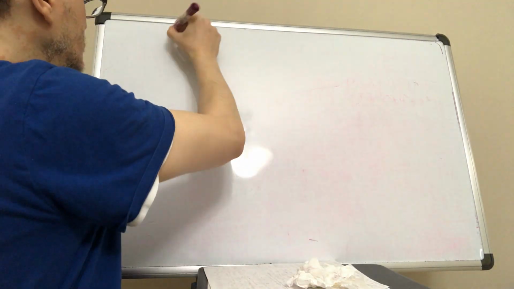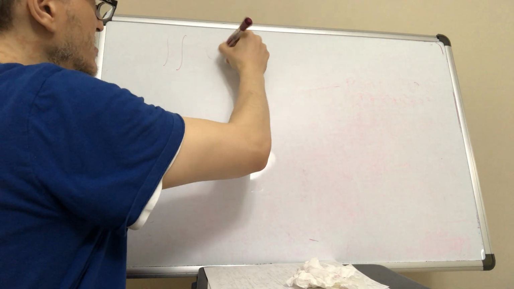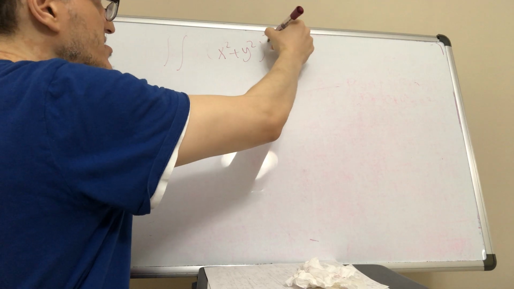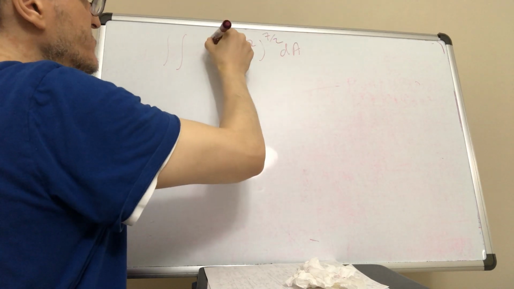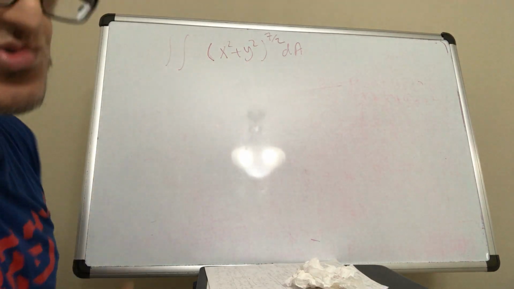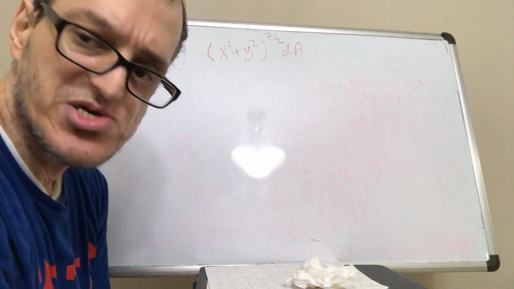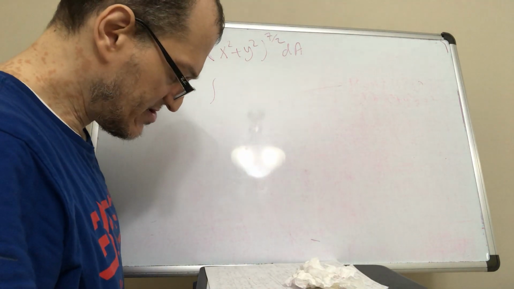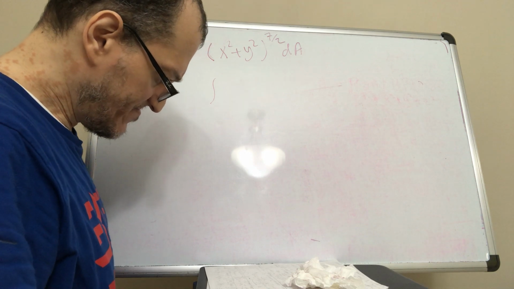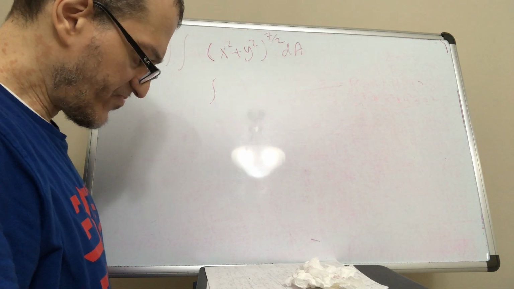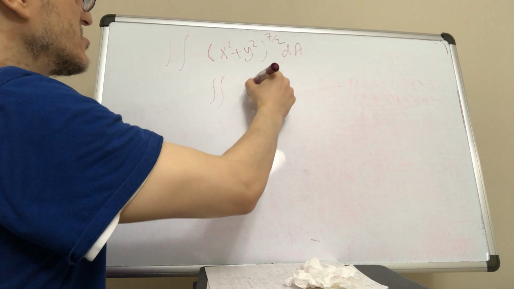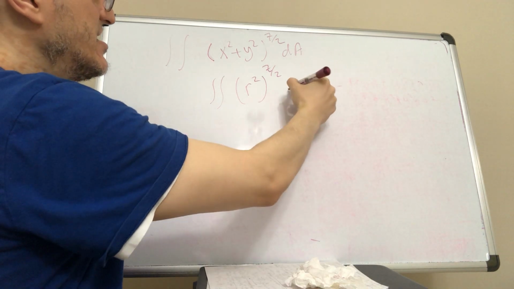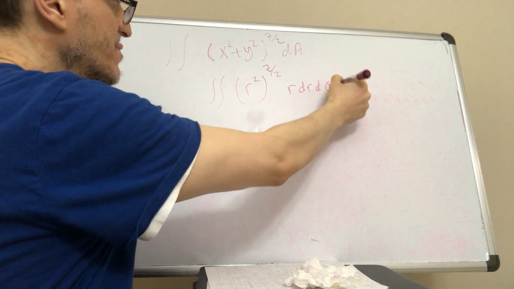So you have a question where you integrate and it doesn't tell you to switch to polar or anything, but you know, usually when you see x squared and y squared, which is r squared, switch to polar. So you're integrating this and you go, this is r squared to the 7 over 2, and dA I know is r dr d theta.